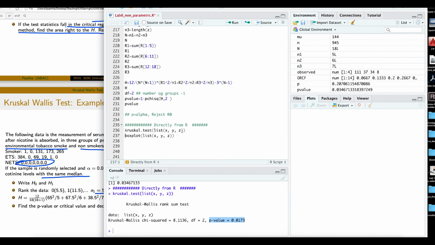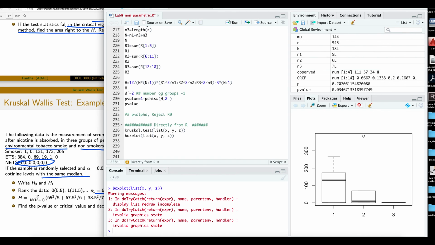Now, if you want to see the box plot of that, look at this box plot. In the box plot you see that the medians of these 3 groups, the first group is X, second is Y, and third is Z, are significantly different. You see that the second and third look almost equal, right? But compared to the first, it is a lot higher. So that means we have different median values of the cotinine level.